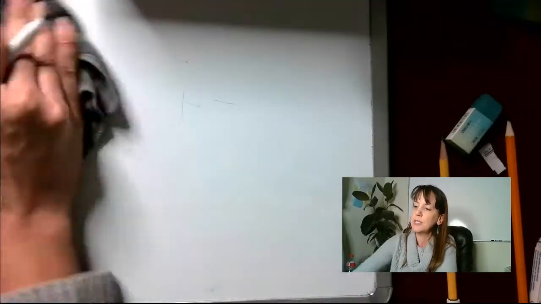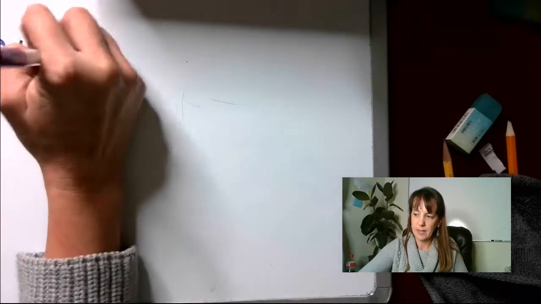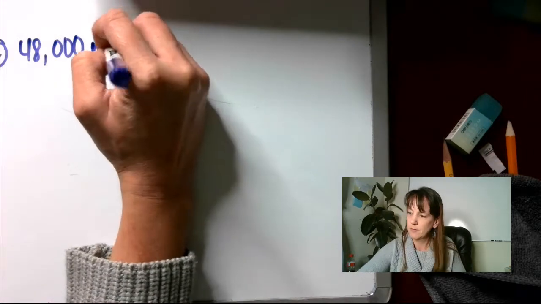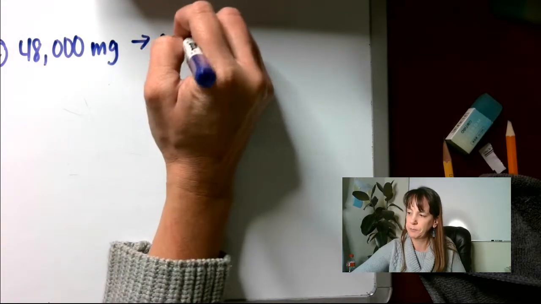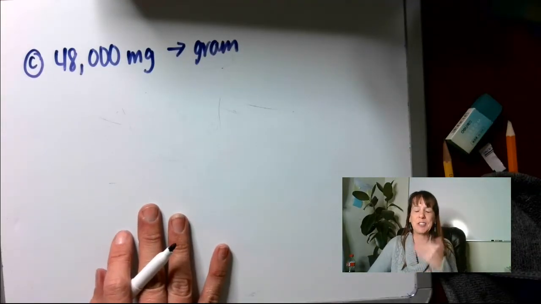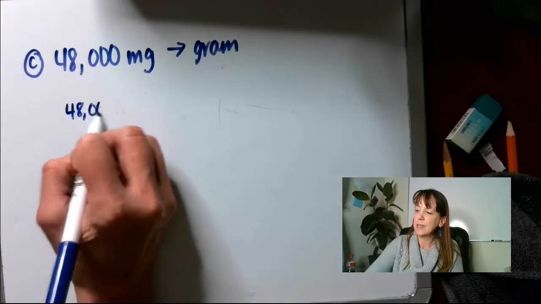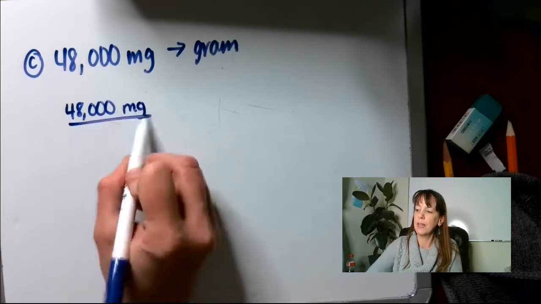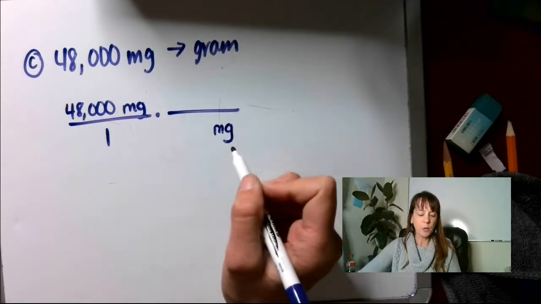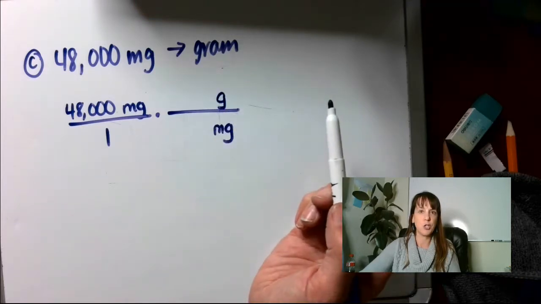All right, last one, let's do C. 48,000 milligrams to grams. All right, so milligrams are smaller than grams, right? Just like millimeters are smaller than meters. So we're going to start with this, 48,000 milligrams. Put that over 1 times, milligrams are on top here, so they need to go on the bottom here. So we're going to go from milligrams up to grams, which is just G.